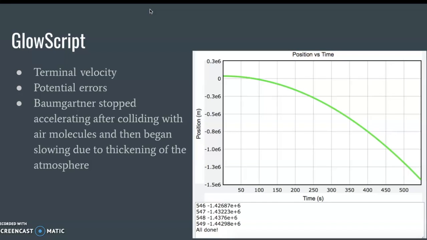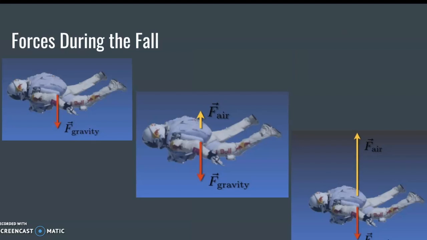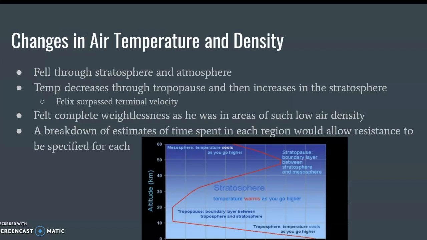And so I think to more accurately code this, you'd have to split it up into different portions of the fall where the different densities are split up and the whole loop is recalculated for each density. But this is an oversimplified version of the fall where the terminal velocity would be reached towards the end. So forces during the fall, first you have just gravity pulling him down that split second after he jumps off of the balloon. Then you have gravity with a little bit of air resistance, and then as he continues to fall, you get a lot of air resistance, and that's what starts to slow him down.